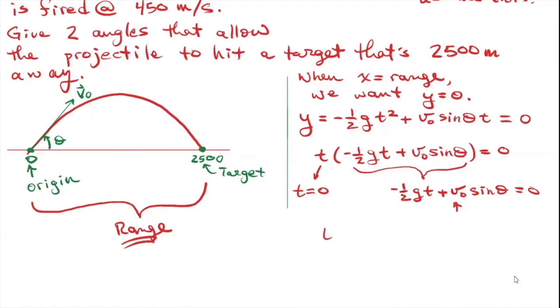So at this time, when the object hits the ground, t is going to be, if you move the v naught sine theta to the other side, negative script v naught sine theta, and then divide by the -1/2 g here. Like that. I think we're going to get 2 script v naught sine theta over g.